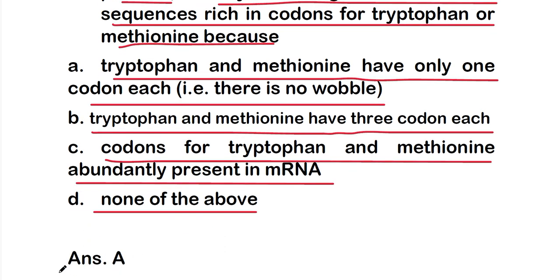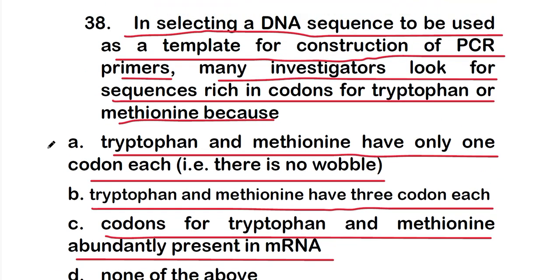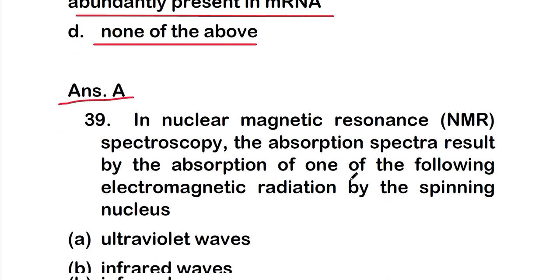The correct one is option A, that is tryptophan and methionine have only one codon each, so that's why there is no wobble present. So in searching a DNA sequence to be used as a template for construction of PCR primers, many investigators look for sequences rich in codons for tryptophan and methionine because tryptophan and methionine have only one codon each. Okay, so let's move on to question number 39.